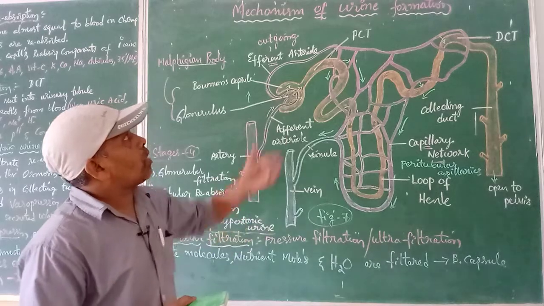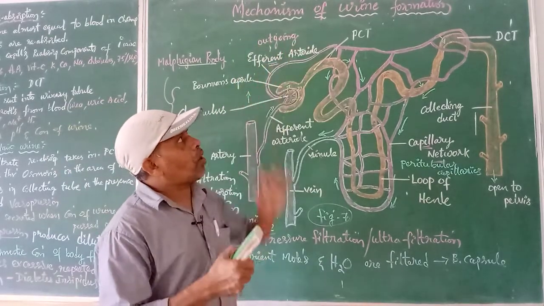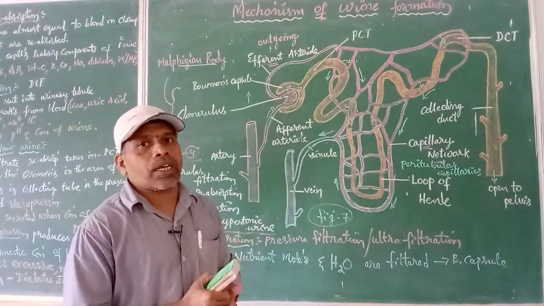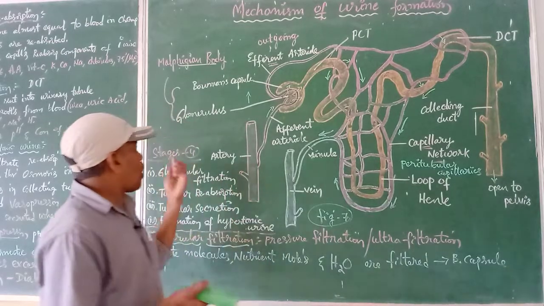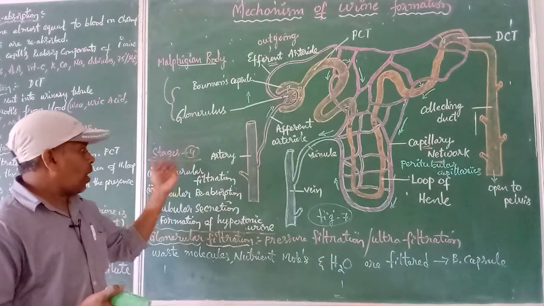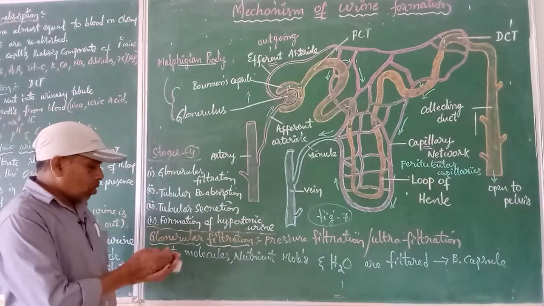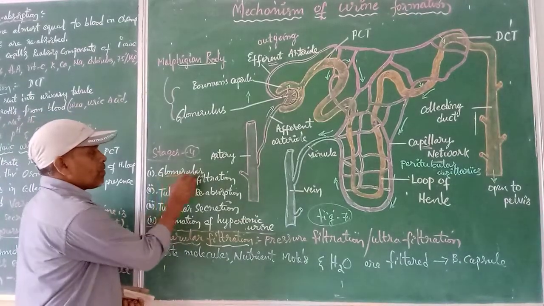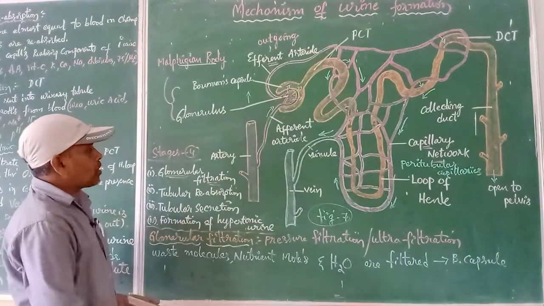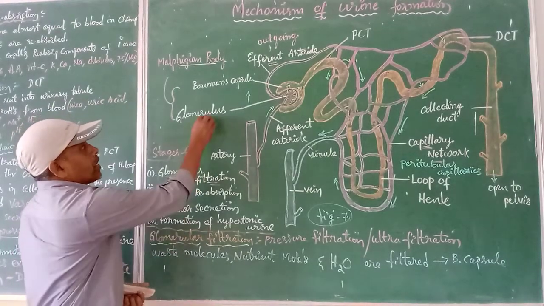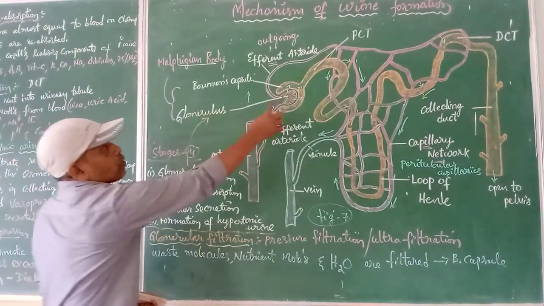Now today let us see how the mechanism of urine formation takes place, and this is studied under 4 stages. So what are those 4 stages? Stage number 1, let us see here, is called the glomerular filtration. Where does this take place? It takes place in the glomerulus.